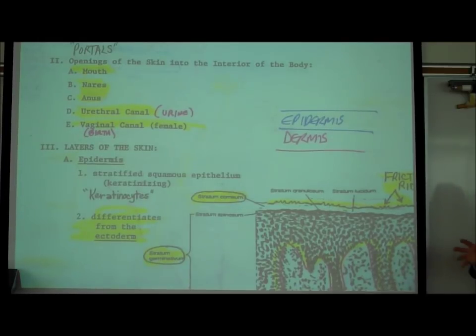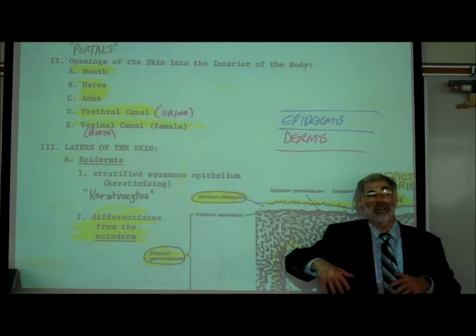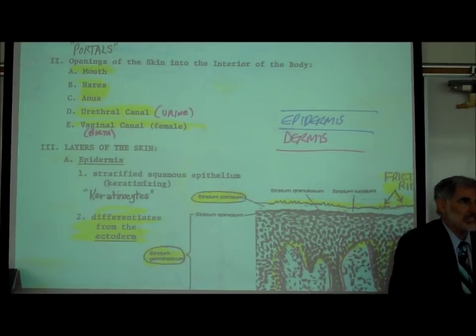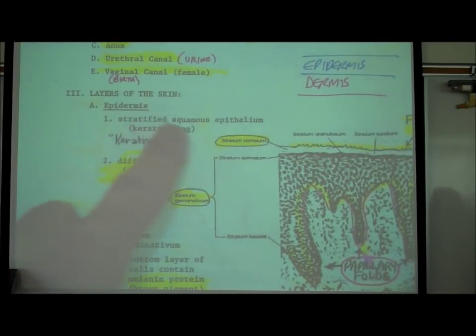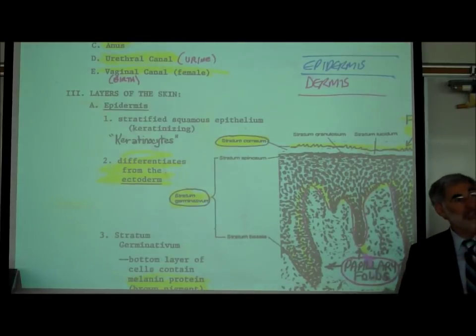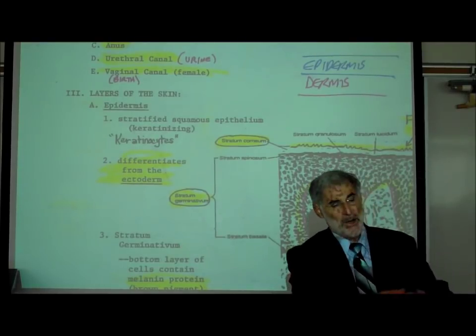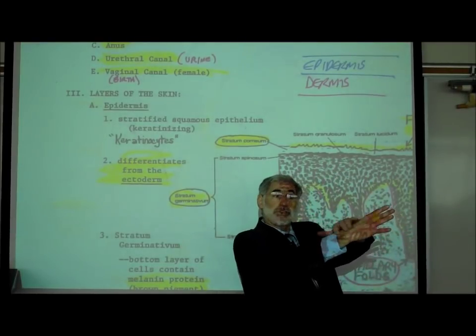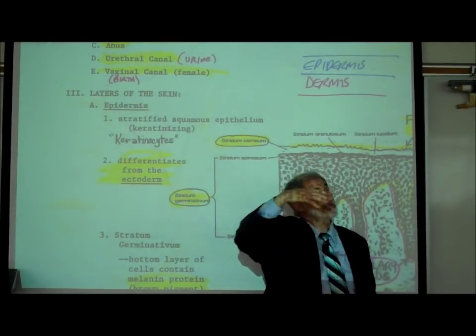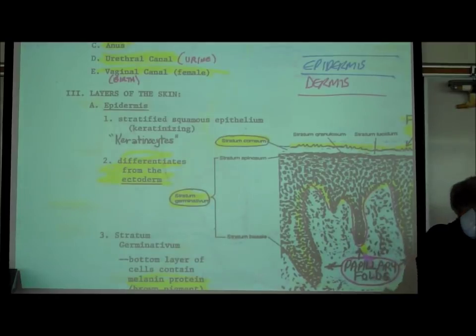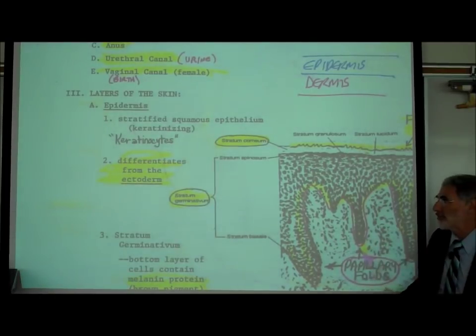Now, these two layers of skin have different embryologic origins, and they are two different types of tissues. And let's just remind you of this. The epidermis is stratified squamous epithelium. That's the type of tissue it is. Now, we know the skin on the surface of our body exposed to air has dead cells on the top, so it's called keratinizing, which just means there's some dead cells on the surface.